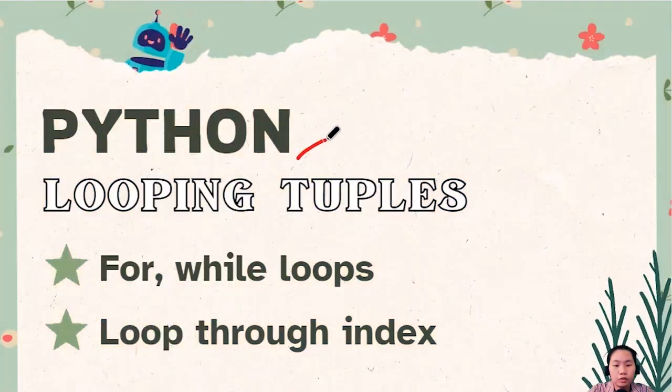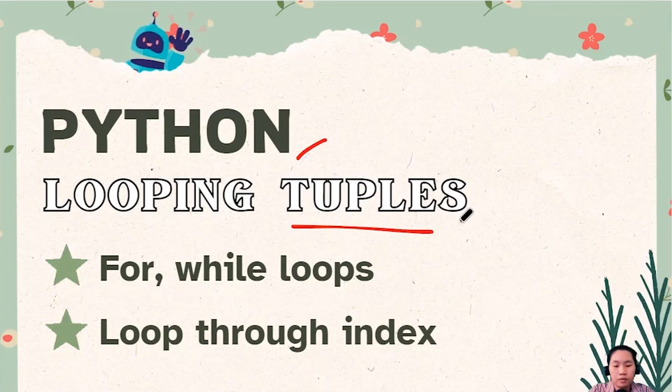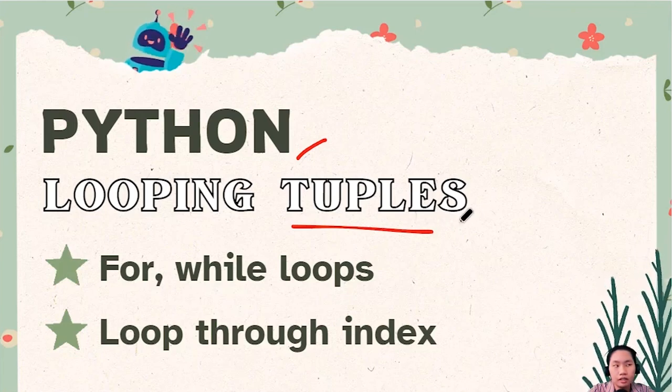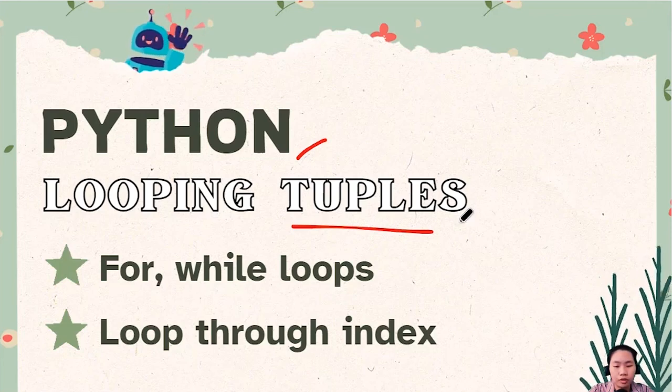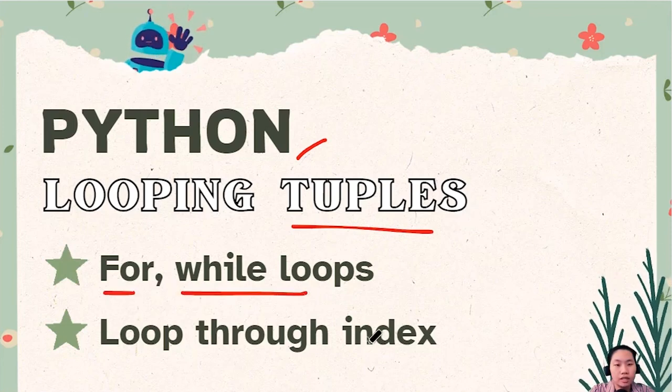Today we'll be looking at looping tuples. So a little bit more about looping tuples. As we did with lists, we looked at list syntax, comprehension, for loop and while loop with lists, and we're going to do the same thing with tuples. Once again, for and while loops, as well as looping using index.